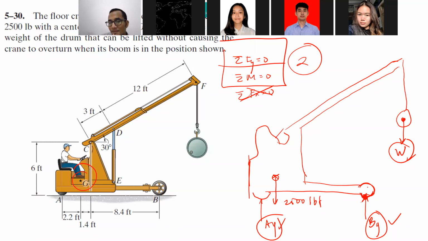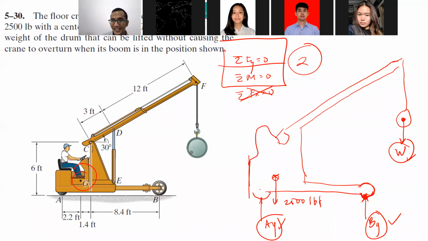No. When it's close to overturning, AY will be close to 0. Because if the value of AY is negative, then it will start to overturn. It will overturn for sure. But the limiting condition is AY close to 0.